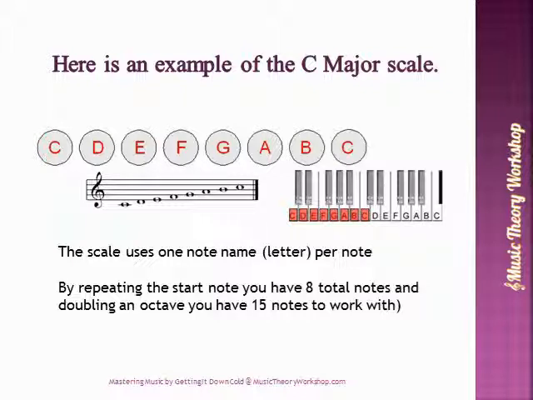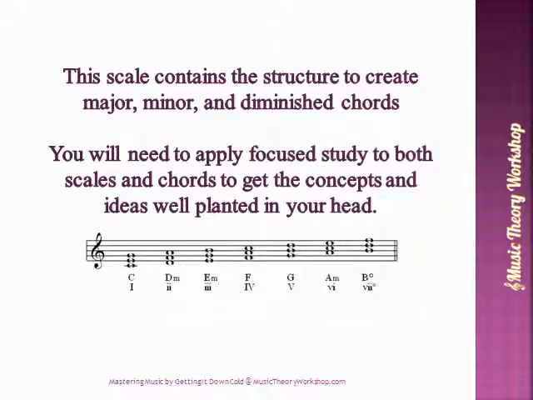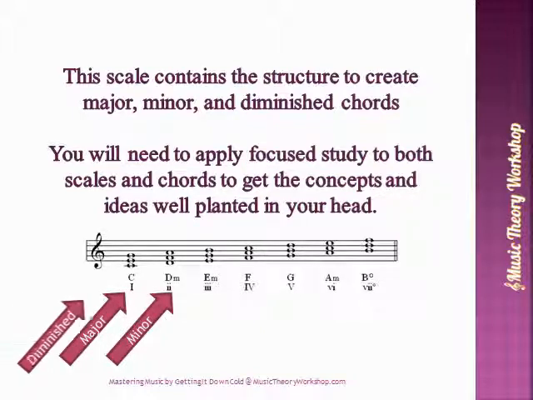Here's an example of a C major scale. The scale uses 1 note name per letter. By repeating the start note, you have 8 total notes, and doubling an octave, you have 15 notes to work with. The scale contains a structure to create major, minor, and diminished chords.